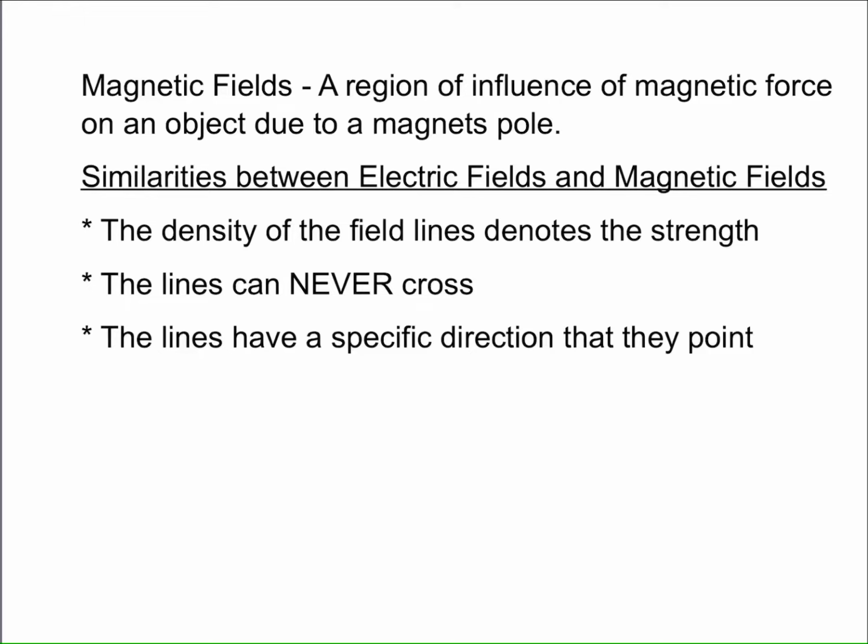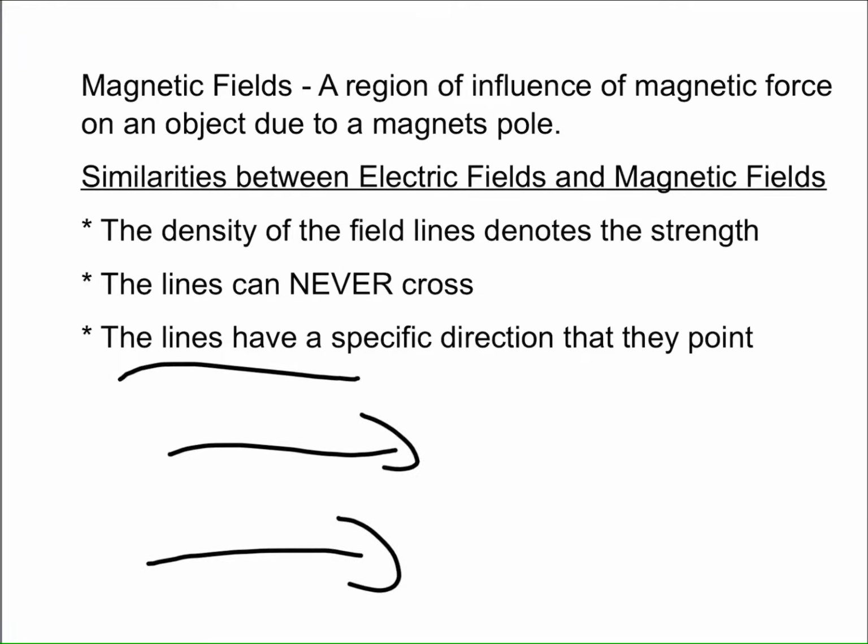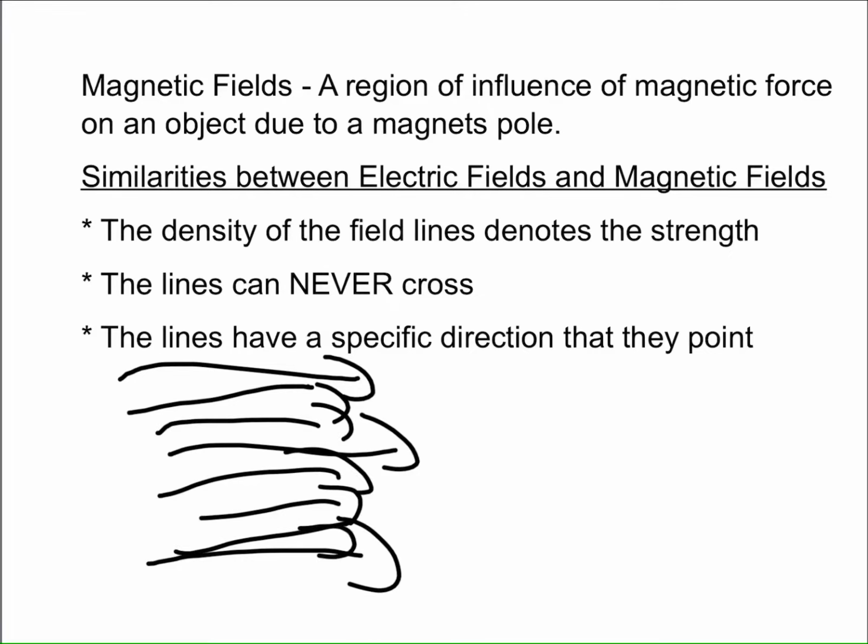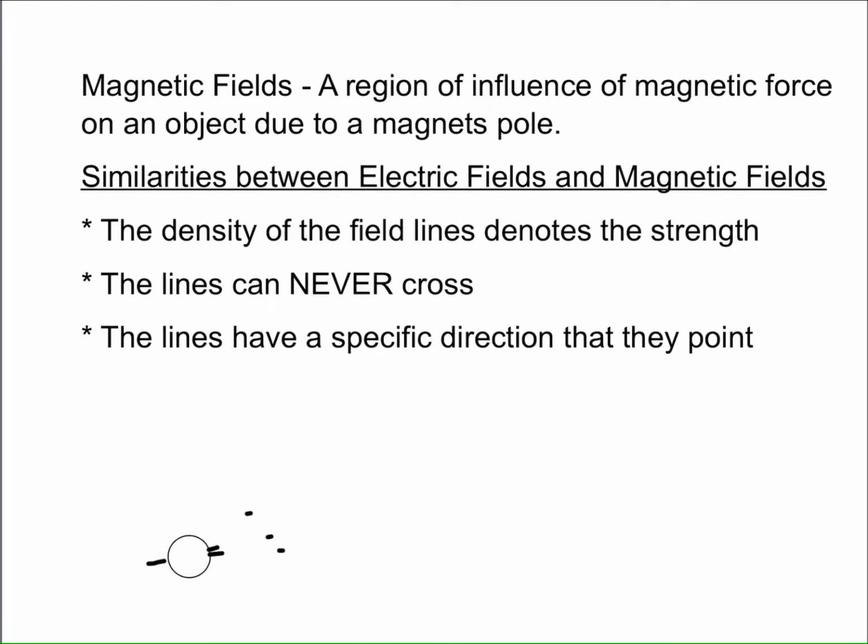What I wanted to point out and really hammer home is that there are major similarities between electric fields and magnetic fields. It's what makes them so easy to discuss after having beat you over the head with electric fields. The first one says the density of the field lines denotes the strength. That just means if I have magnetic field lines that are far apart, it's not necessarily a strong field. But if I start packing more of them in here, that becomes a much stronger magnetic field just based on how many I have packed in there.